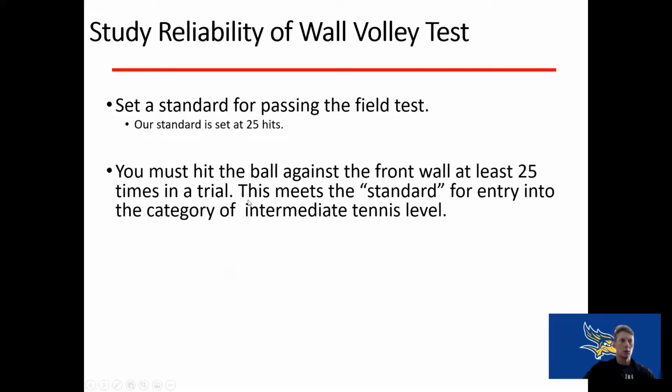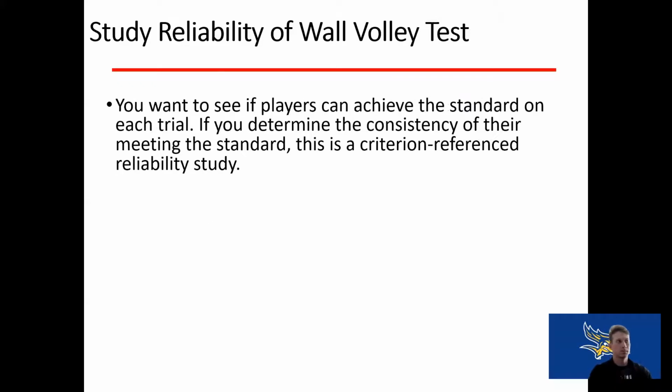Okay, you must hit the wall against the front wall at least 25 times in the trial to meet the standard for entry into the category of intermediate. So we're looking at this as the cut point. 25 hits within the time period puts you into this intermediate category level. So we're putting this as our category: it's either pass as intermediate or fail to be intermediate.